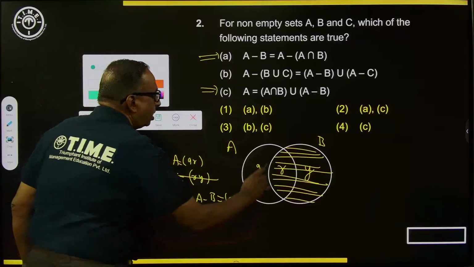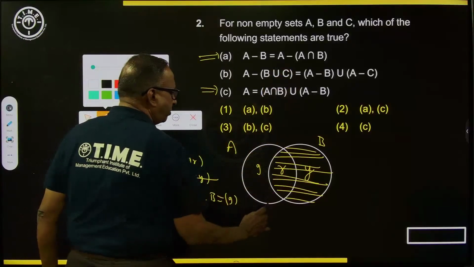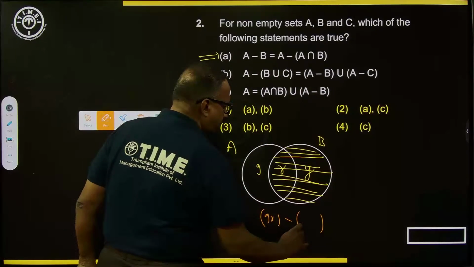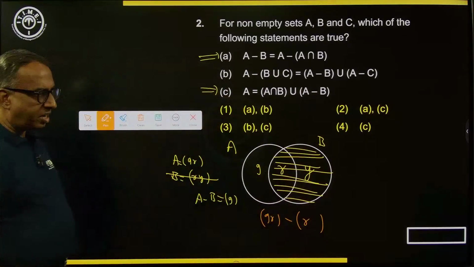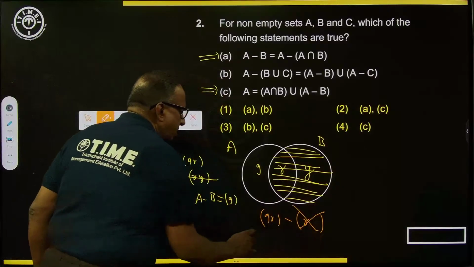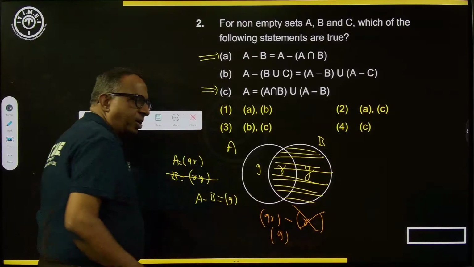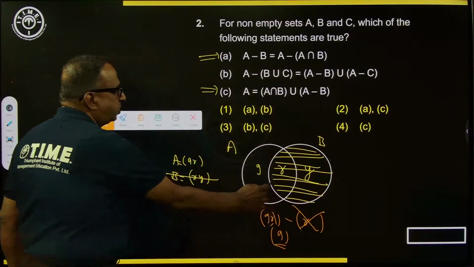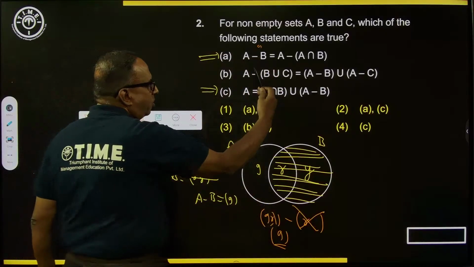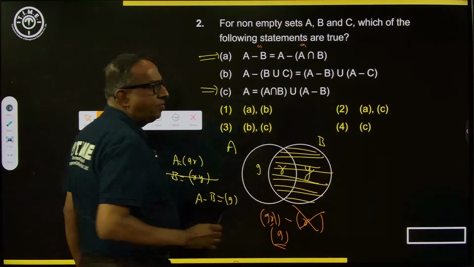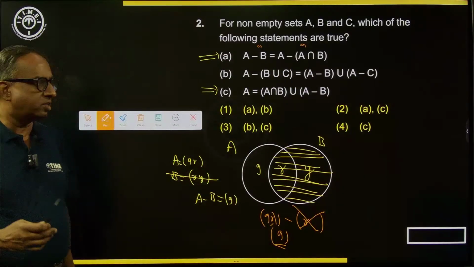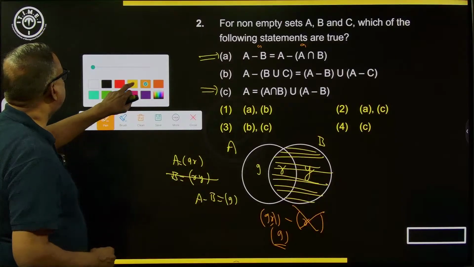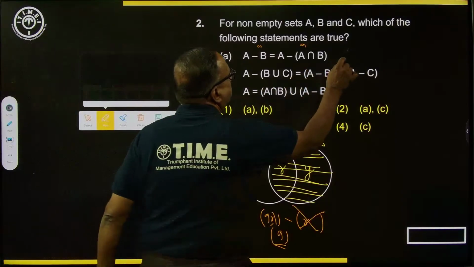So now what we want is A minus A intersection B. What is A made of? A is made of green, red. From green, red, you are going to remove A intersection B. What is A intersection B? Red. From green, red, if you remove red, only green will come. So A minus B is green, and A minus A intersection B is also green. Very silly question. Is green equal to green? Yes. Therefore, the first statement is true.